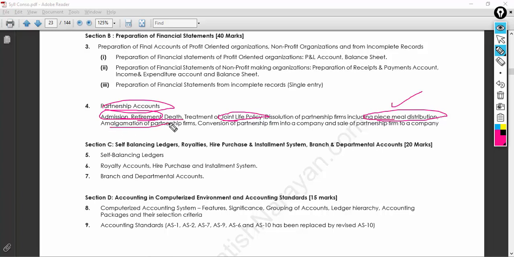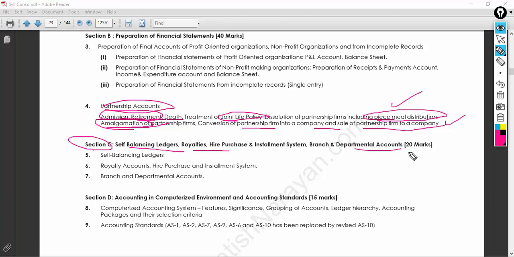Amalgamation, some people might feel difficult, but I suggest you at least know the format, what item comes in which category, whether debit or credit. Just try to dump that format in your examination hall on the answer sheet, so that at least it can fetch 1 or 2 marks here and there. Conversion of partnership to company and sale of partnership can also be understood at the basic level. Now if I come to section C, we have the self-balancing ledger, royalties, installment, hire purchase, all those things.